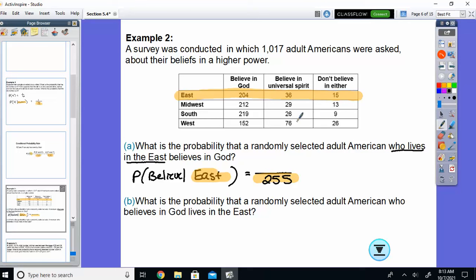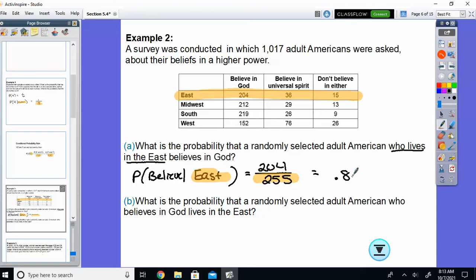So if I add those up, then my numerator, I'm still only looking at that portion of the table because I already know they're in the East, so I know I'm in that row. How many of those believe? And we get 0.8.